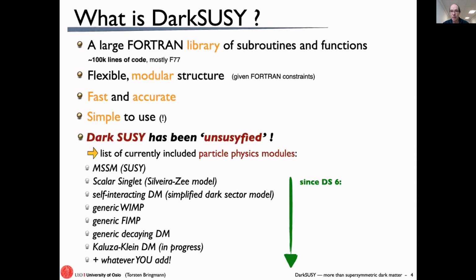So another important aspect is that DarkSUSY is really not linked to supersymmetry anymore. Since version 6, it has been, you can call it, unSUSYfied. And there are a couple of particle physics modules that are implemented, including, of course, the MSSM. That's what DarkSUSY started with.